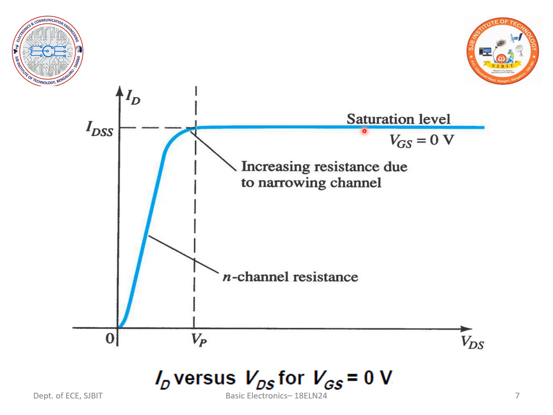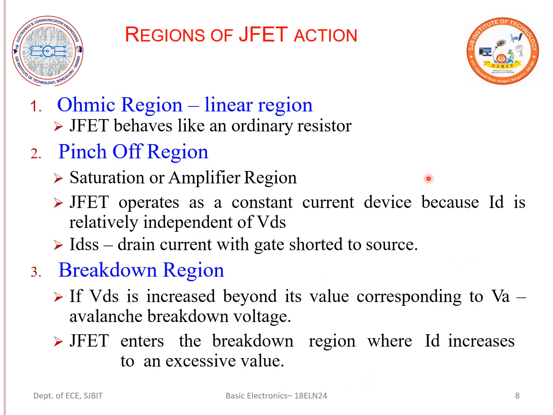So IDSS is the maximum drain current, correct? Look at the pointer where it is showing IDSS, the maximum drain current with VGS equal to 0 and VDS greater than VP. As with all PN junctions, breakdown occurs when the reverse voltage exceeds a certain level called the breakdown voltage VB, that is, when VDS exceeds VB.